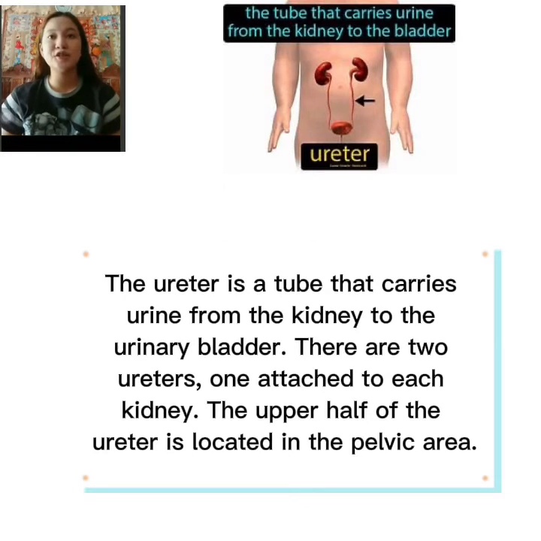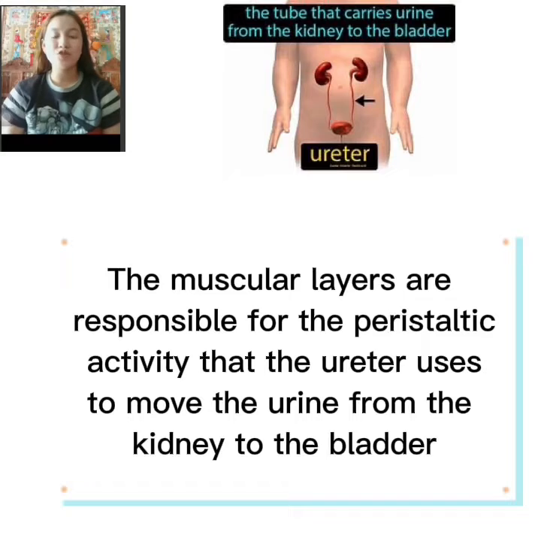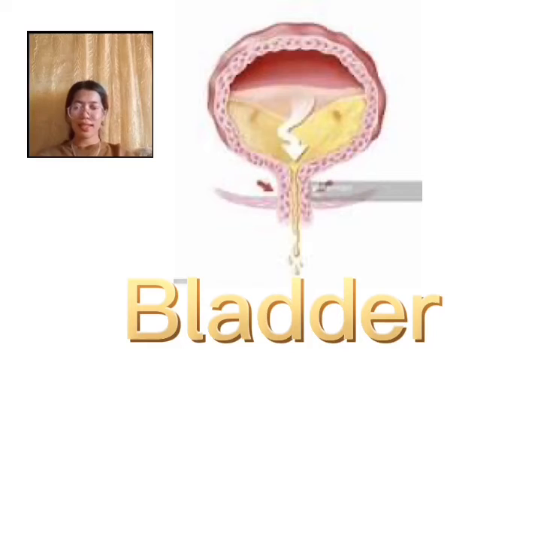Ureter. The ureter is a tube that carries urine from the kidney to the urinary bladder. There are 2 ureters, one attached to each kidney. The upper half of the ureter is located in the abdominal area. The muscular layers are responsible for the peristaltic activity that the ureter uses to move the urine from the kidney to the bladder. Next is the bladder.